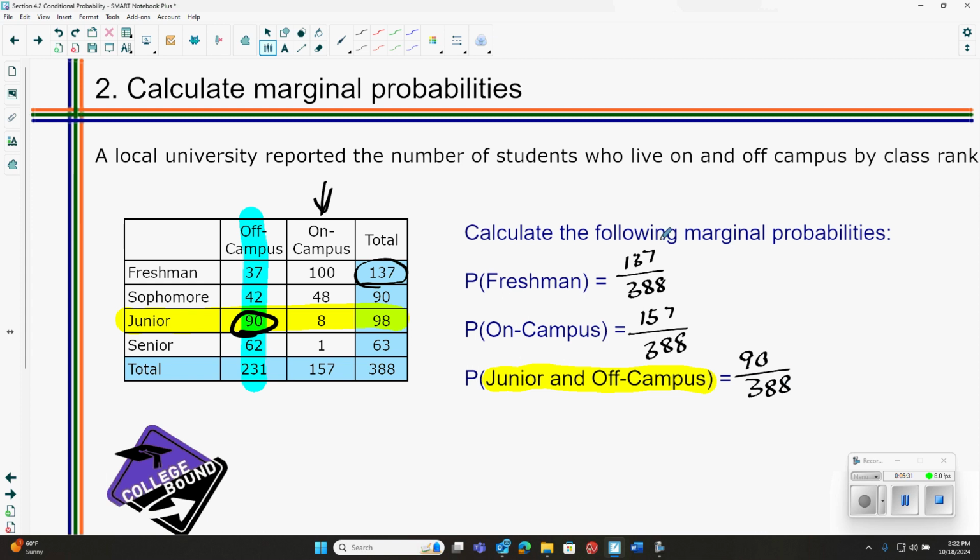All right, now again, these are called marginal probabilities. So notice how all three of these probabilities are out of 388.